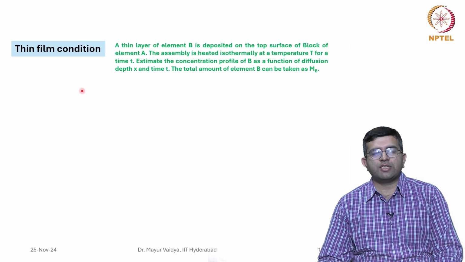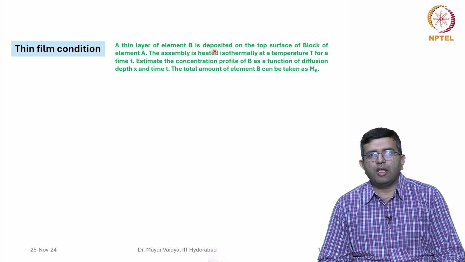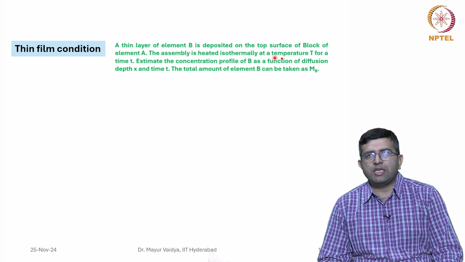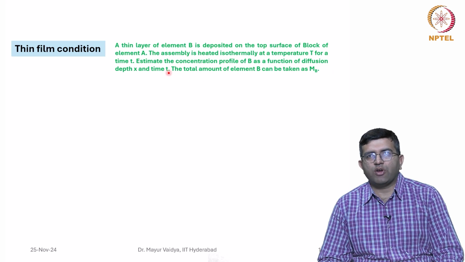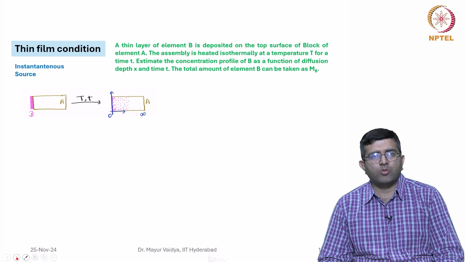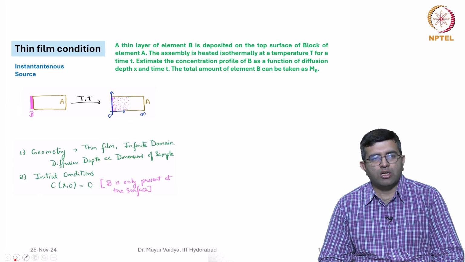So now let us take another problem where basically it's very similar. A thin layer of element B is deposited on the top surface of the block of element A, and the assembly is heated isothermally at a temperature T for a time t. Now we have to estimate the concentration profile as a function of diffusion depth x and time t. The total amount is again M_B. So it is very similar to what we have, except that here you do not have one more block. You have only one side where the diffusion is happening. So it is from 0 to infinity alone.